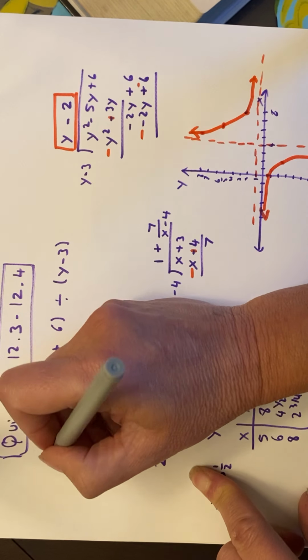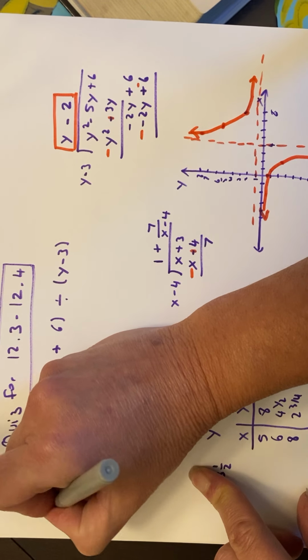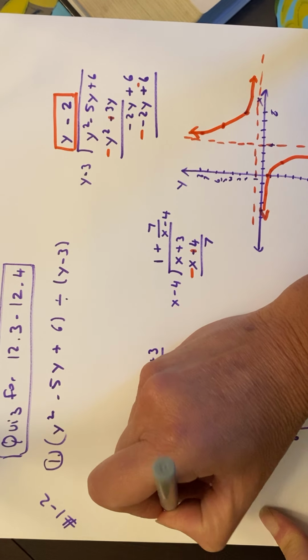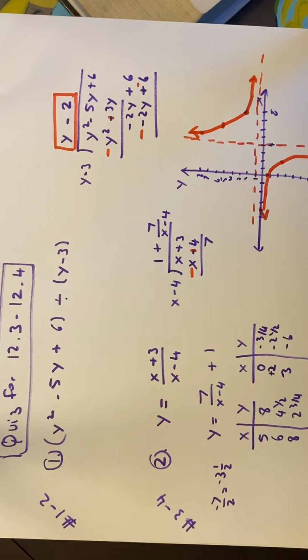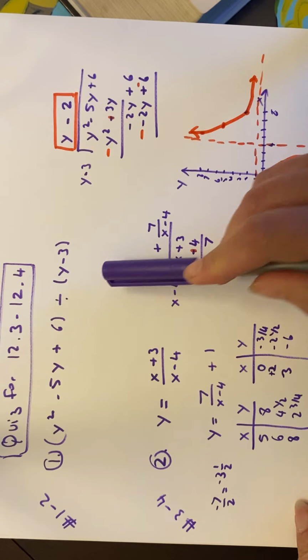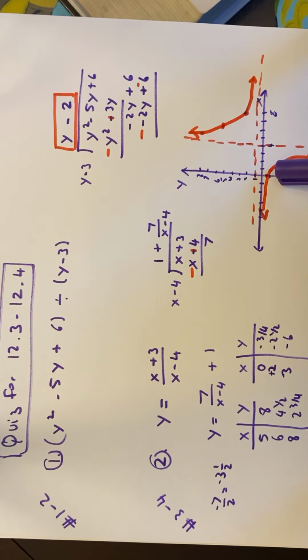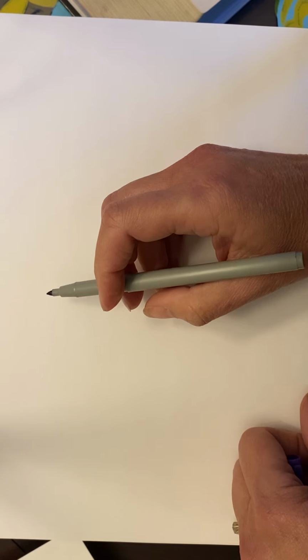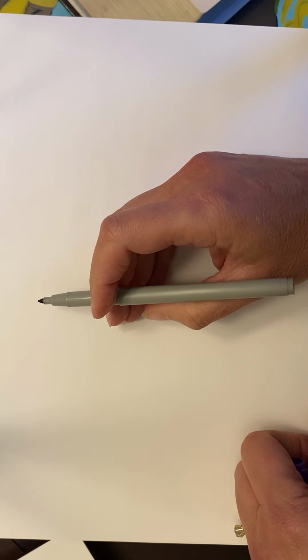So this first one covers numbers 1 and 2 on the quiz. This is going to cover numbers 3 and 4 on the quiz. So first is just a regular division. Second is a division followed by the graph. The third section and the last one is simplifying a rational expression and then stating excluded values.